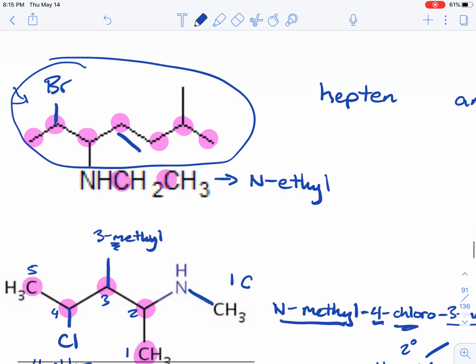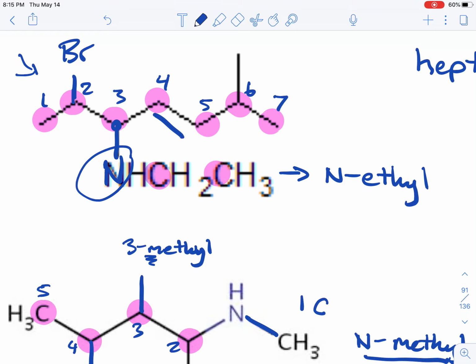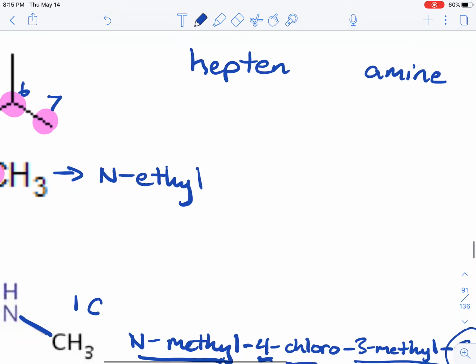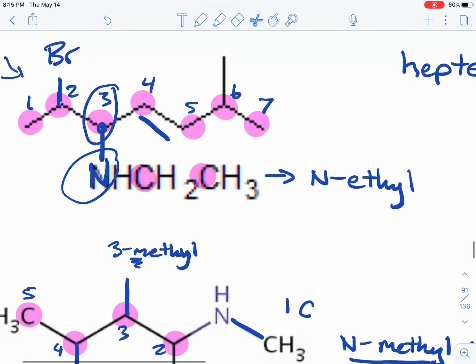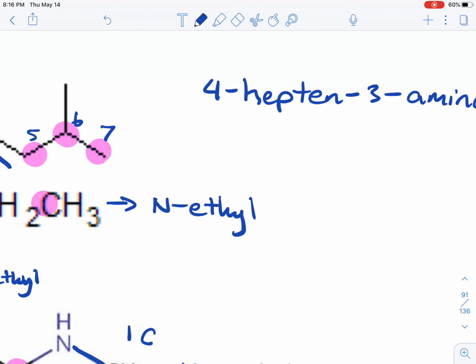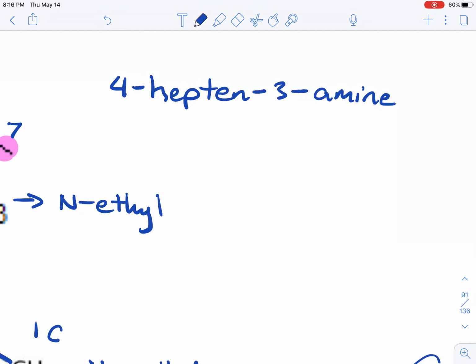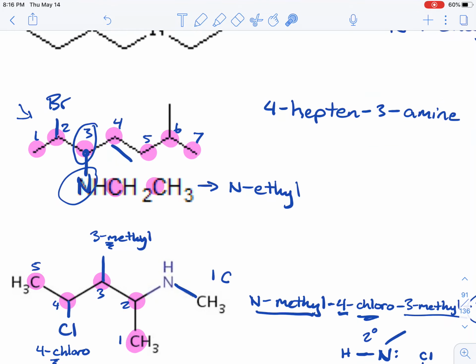And so if I were to number my carbon chain such that the carbon that contains the nitrogen has the lowest carbon number, it would be from left to right. So this is 1, 2, 3, 4, 5, 6, 7. Nitrogen gets priority. And so on carbon number 3, I have my amine, so I'm going to put hept-en-3-amine. And then it looks like on carbon number 4, that's where my double bond starts. So I'm going to put a 4 in front of hept-en. So that's 4-hepten-3-amine. And so this describes my carbon chain.